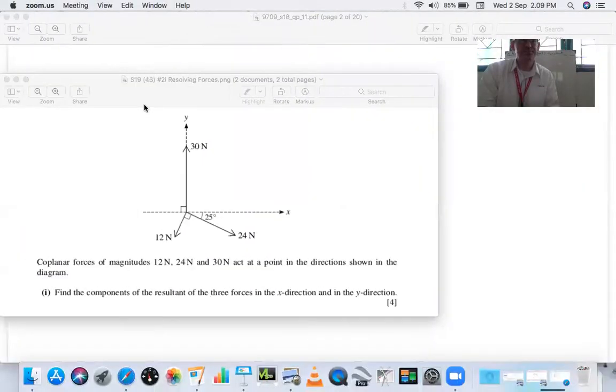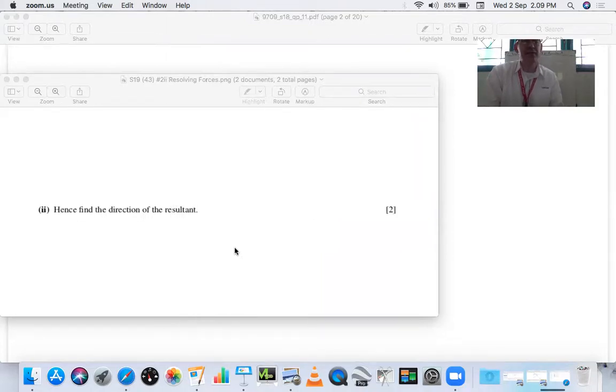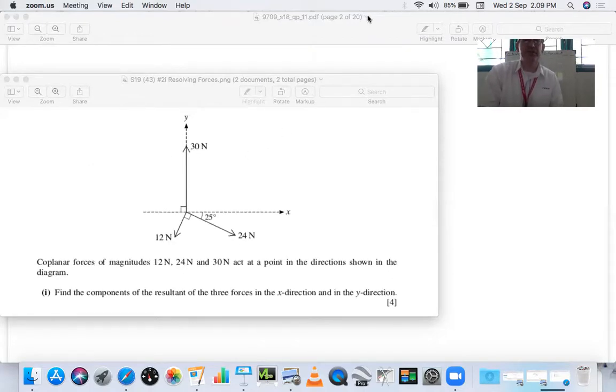So let's go to the screen so you can read the first question. It says, coplanar forces of magnitudes 12, 24, and 30 act at a point in the direction shown in the diagram. Again, remember, coplanar just means they're all in the same plane, so this is a flat diagram. Find the components of the resultant of the three forces in the x and in the y direction. Then the second part of the question is, hence, find the direction of the resultant. So let's start with this, and let me get it on the board.